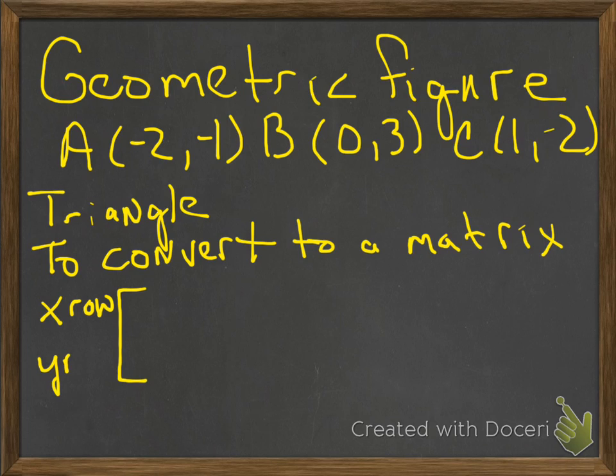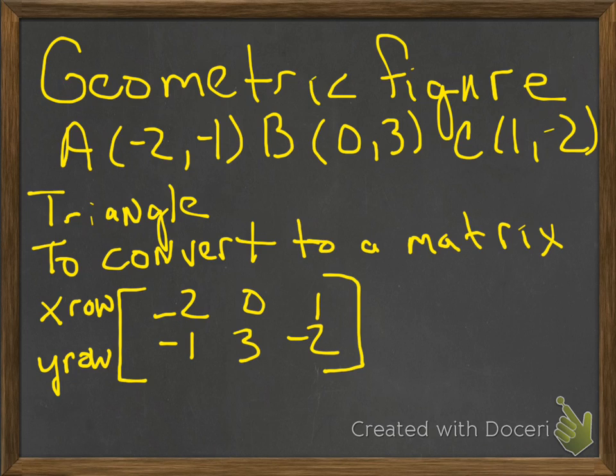Okay, what are all the X coordinates? All the X points? -2, 0, and 1. So you would write that on the top row. -2, 0, and 1. And the Y coordinates, what are all the Y's? -1, 3, -2. And there you go. You've now changed the points on the triangle into a matrix. That's it.